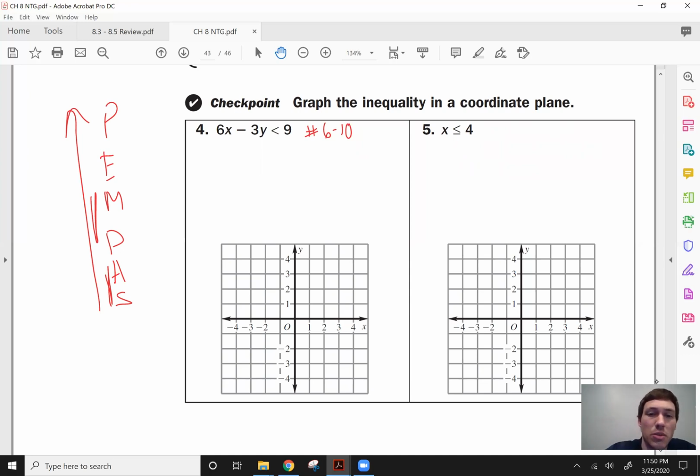So in this case, if I'm trying to get y by itself, first I have to get rid of the 6x because it's being added. Remember, we always look at the sign ahead of it, so it's positive. So if it's positive 6x, I need to subtract 6x from both sides. 9 and -6x are not like terms, so I'm just going to leave them apart.